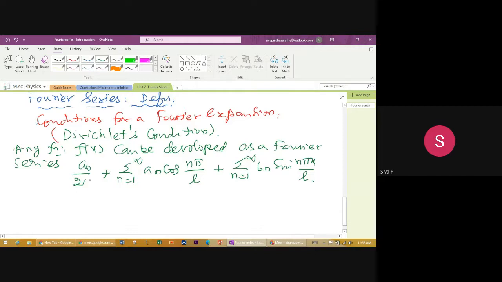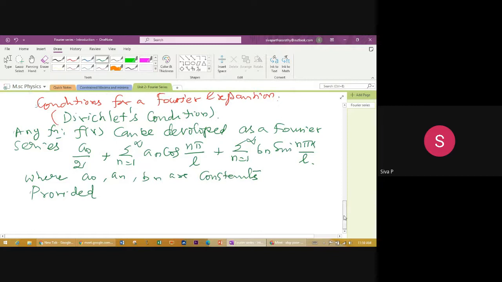Can be developed as a Fourier series a naught by 2 plus summation of n equal to 1 to infinity a n cos n pi x by L plus summation of n equal to 1 to infinity b n sin n pi x by L, where a naught, a n, b n are constants, provided the following conditions are satisfied. What are the conditions?